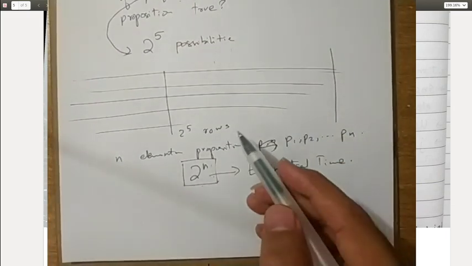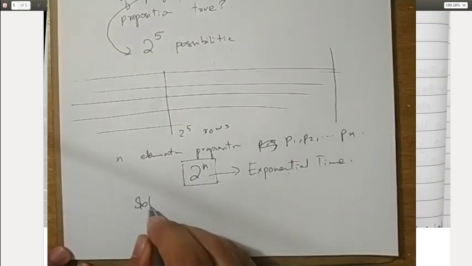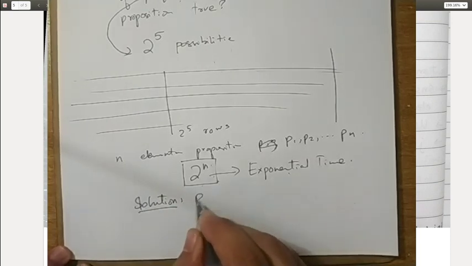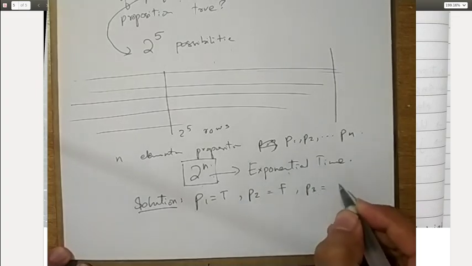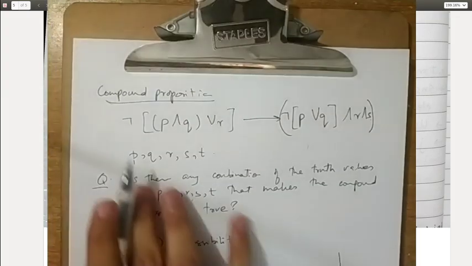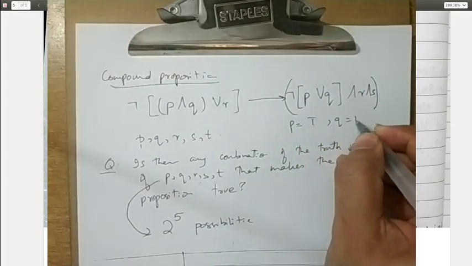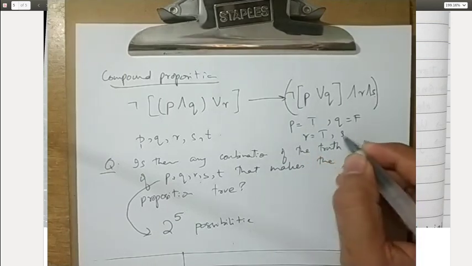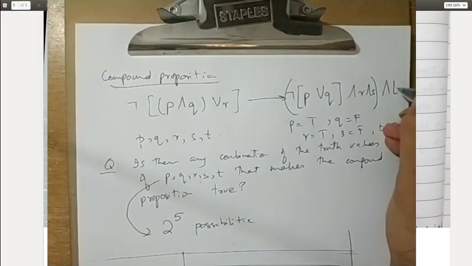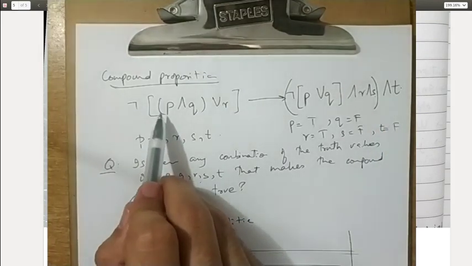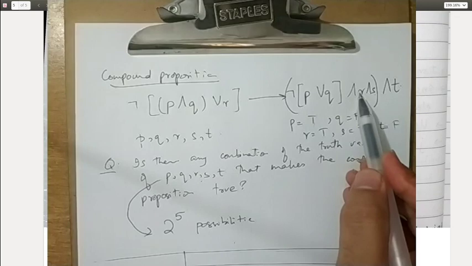However, the important thing is that if somebody states that, let's suppose, the solution is P1 is true, P2 is false, P3 is true. For example, in our example, if somebody says that the correct solution is P is true, Q is false, R is true, S is false, and T is false, okay? Let's put T here. Then I can immediately put the values here and check it. And you can check it in a very short time. You can check it in polynomial time.